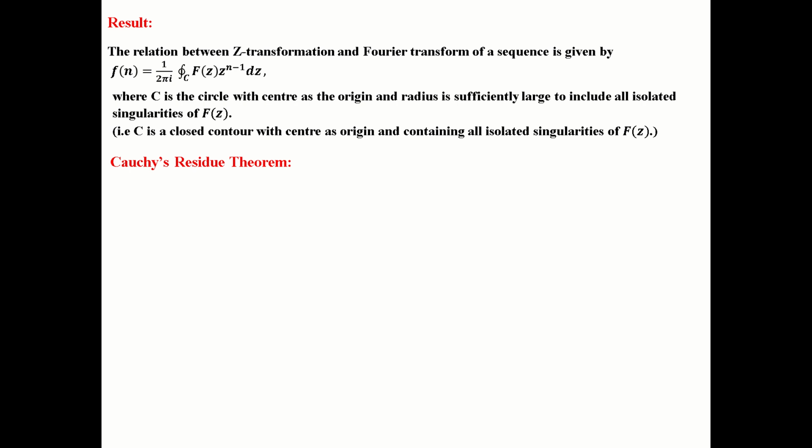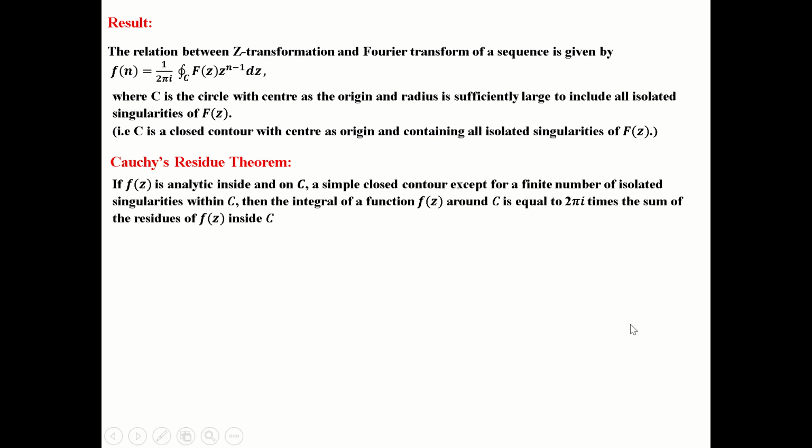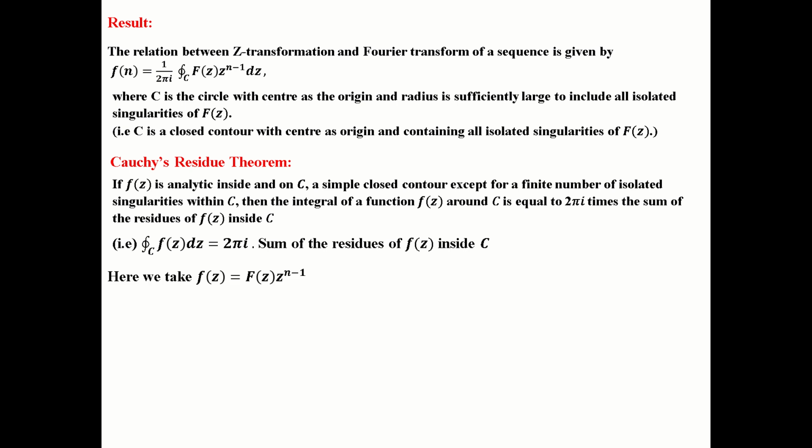Cauchy's residue theorem. Based on this theorem only, we are going to find the inverse z transform. If f is analytic in and on C, where C is a closed contour, except for a finite number of isolated singularities within C, then the integral of the function f of z around C is equal to 2 pi i times the sum of the residues of f of z inside C. That is, the integral over C of f of z dz is equal to 2 pi i into the sum of the residues of f of z inside C.